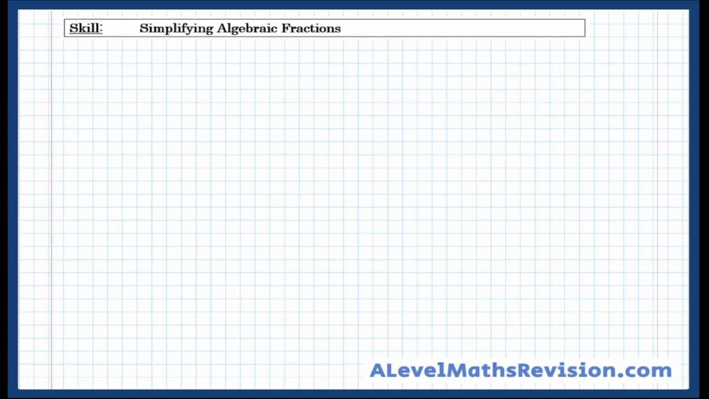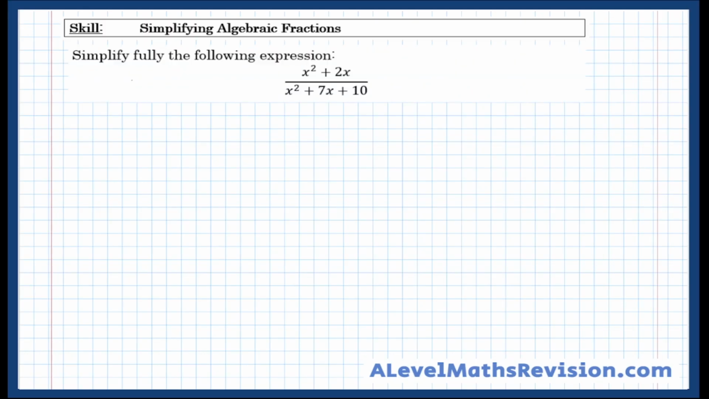In this lesson, we're going to have a look at simplifying algebraic fractions. Now, there's a massive overlap with GCSE here, but what's slightly more difficult is sometimes the complexity of the expressions and the complexity of the algebra. So here's an example question. Simplify the following expression: x squared plus 2x over x squared plus 7x plus 10.